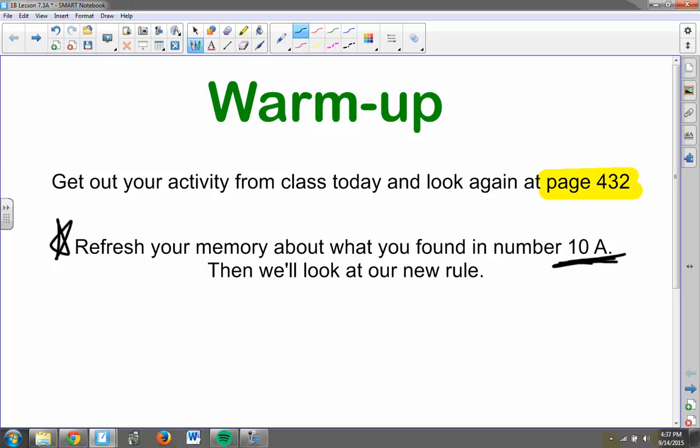Take a minute, look at that rule, make sure you remember how you found it when you were working on that activity in class today. So number 10A, take a look at that, and then when you're ready, go on and we will look at our new rule. Okay, so, I can just go to the next page.